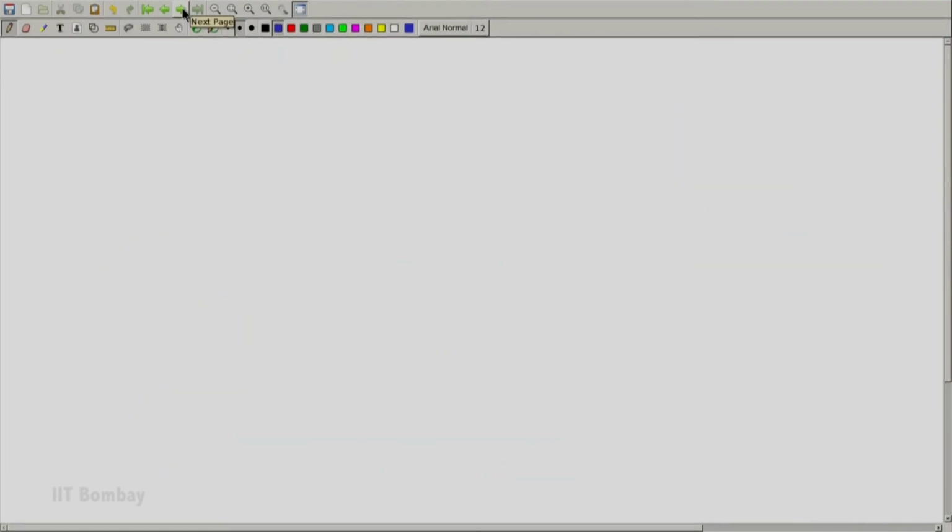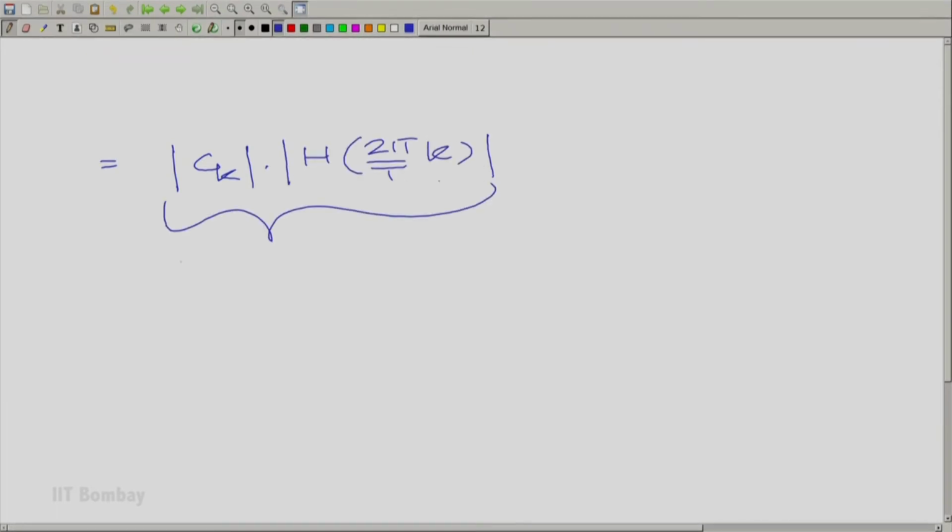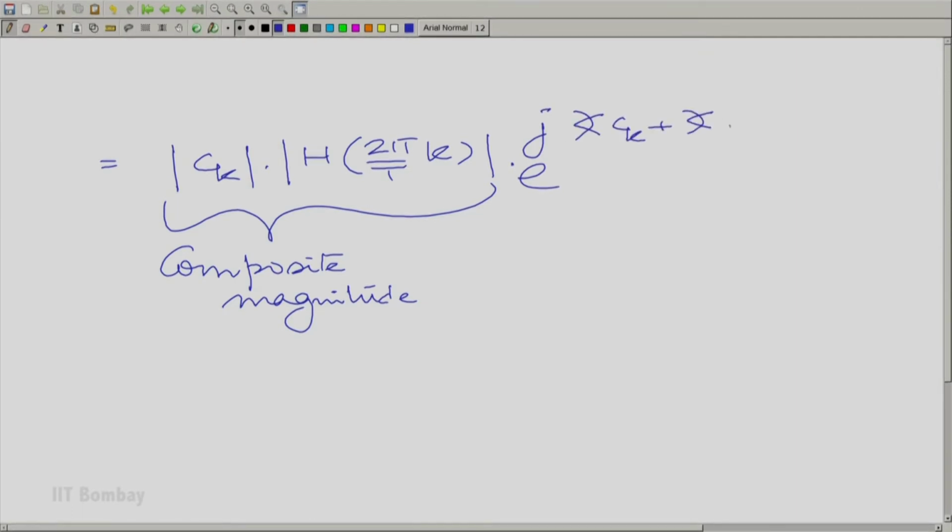So, it is mod c_k times mod H(2 pi/T k), this is the composite magnitude, into e^(j (angle of c_k plus angle of H evaluated at 2 pi/T k)).